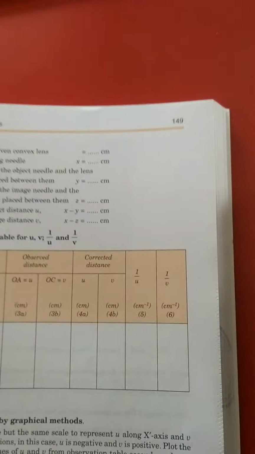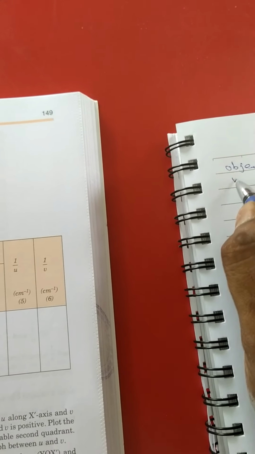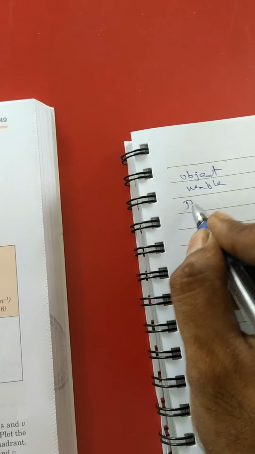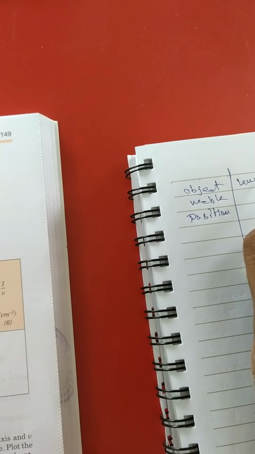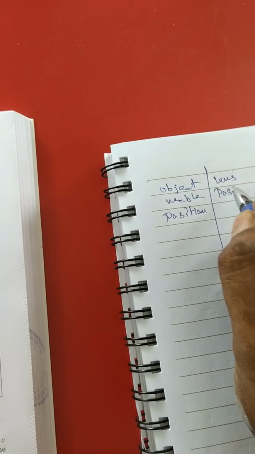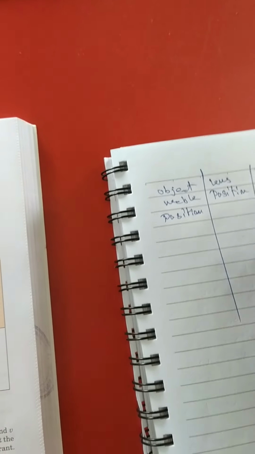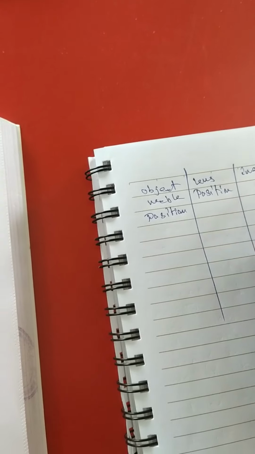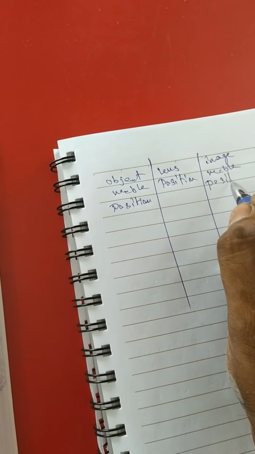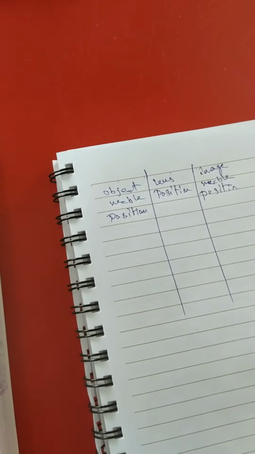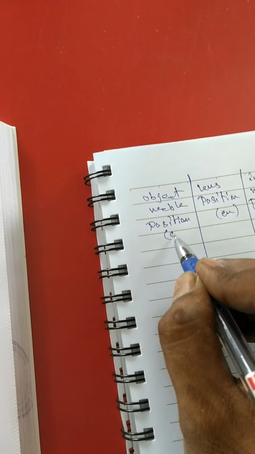So, object needle position, lens position, image needle position. Okay, in centimeter. Each of the things is in centimeter.